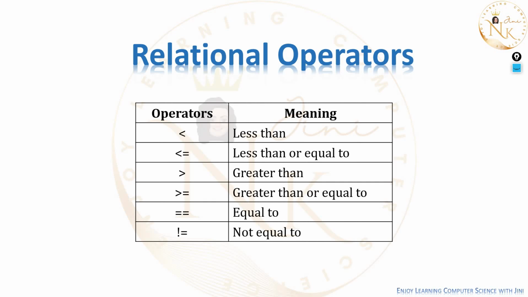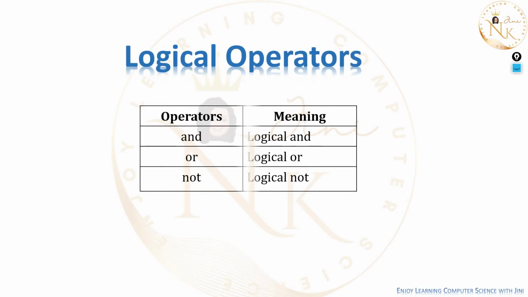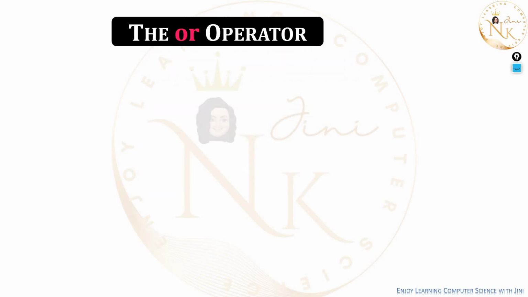The next one is relational operators: less than or equal to, greater than or equal to, and not equal to. When you apply relational operators, your output will be either true or false. Next one, logical operators: and, or, not. They are used to combine expressions.